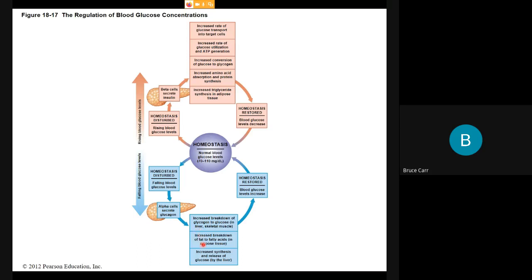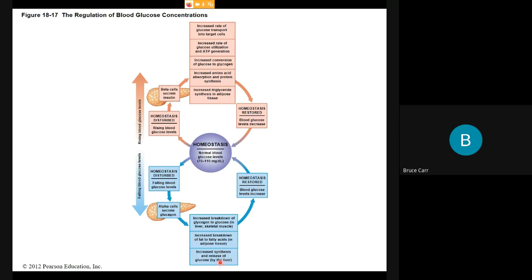The breakdown of fat to fatty acids in adipose tissue is increased by glucagon presence too. In fact, we find at rest most of our metabolism is supported by a constant flow of fatty acids. The synthesis and release of glucose by the liver, and this is not, again, taking the glycogen apart. We did that up here.